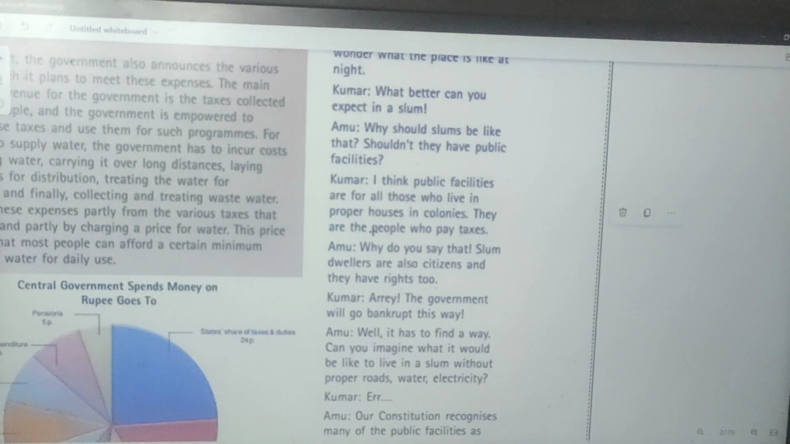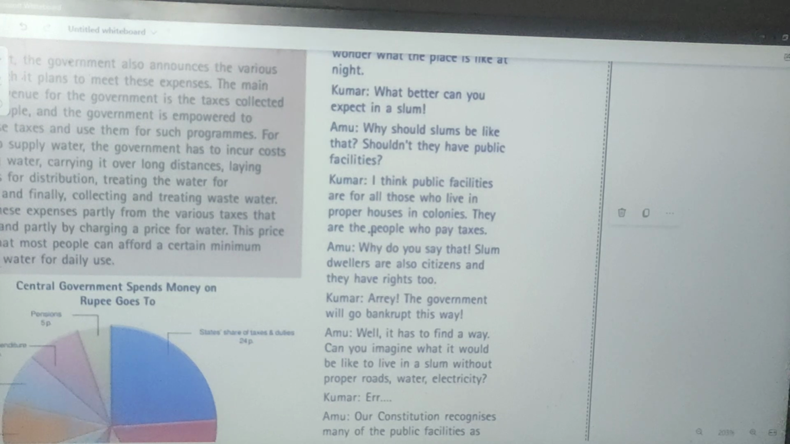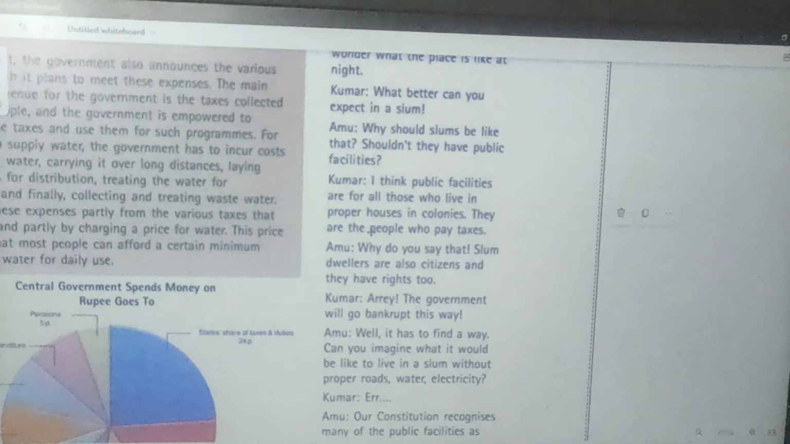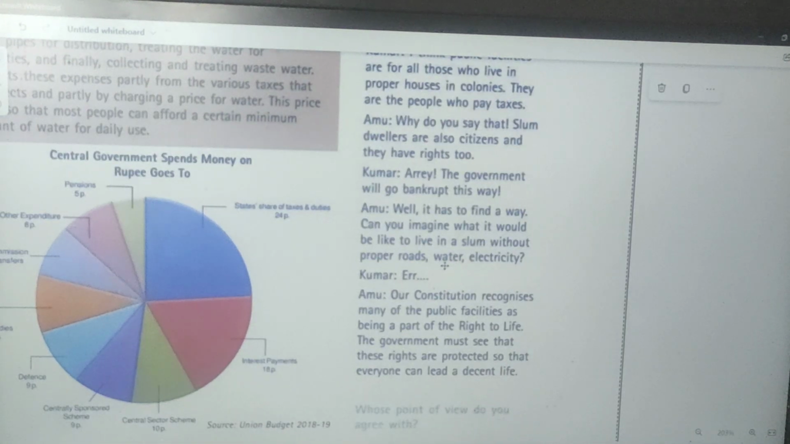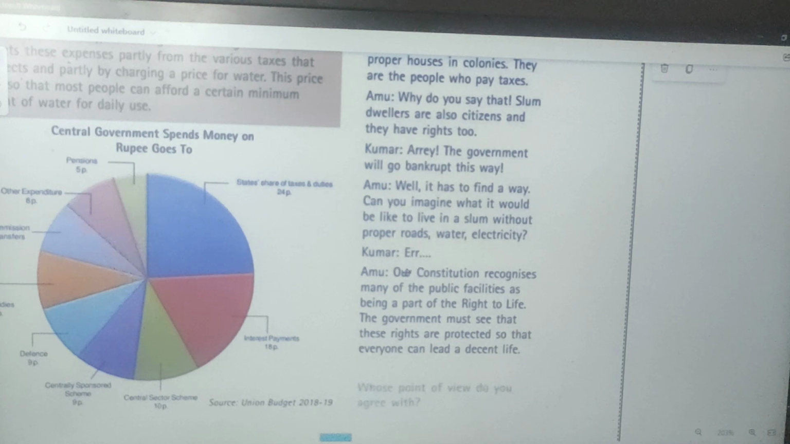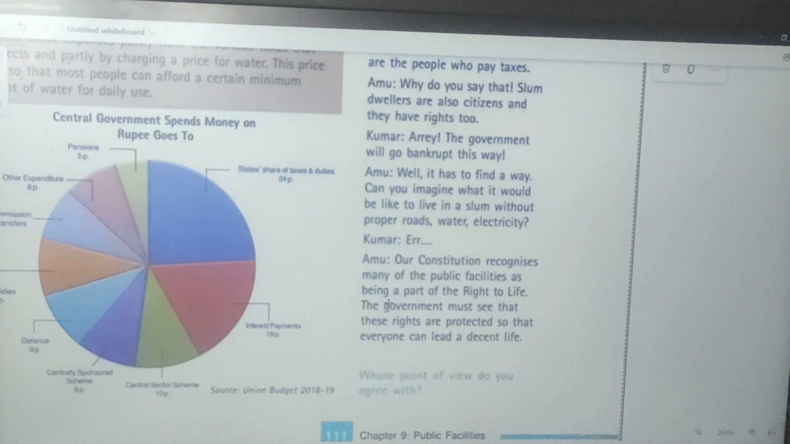Kumar, I think public facilities are for all those who live in proper houses in colonies. They are the people who pay taxes. Ammu, why do you say that? Slum dwellers are also citizens and they have rights too. Kumar, the government will go bankrupt this way. Ammu, well, it has to find a way. Can you imagine what it would be like to live in a slum without proper roads, water, electricity? Our Constitution recognizes many of the public facilities as being a part of the right to life. The government must see that these rights are protected so that everyone can lead a decent life.